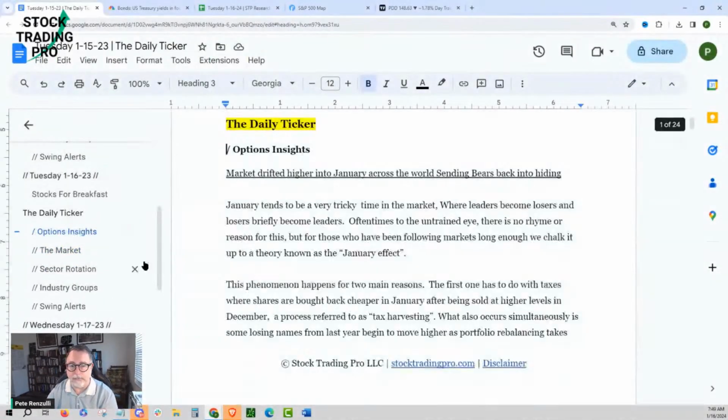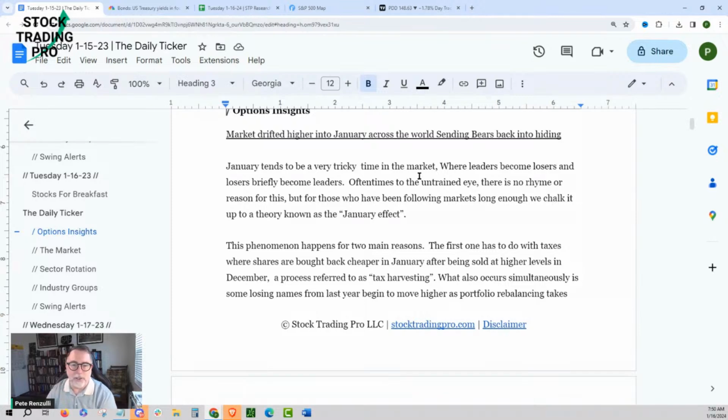So let's kind of break this down now from an options perspective and how John broke this down. Markets drifted higher into January across the world, sending bears back into hiding. So we're bullish, but not bearish. We're bullish sideways, but not bearish yet, right? January tends to be a very tricky time in the market where leaders become losers and losers briefly become leaders.